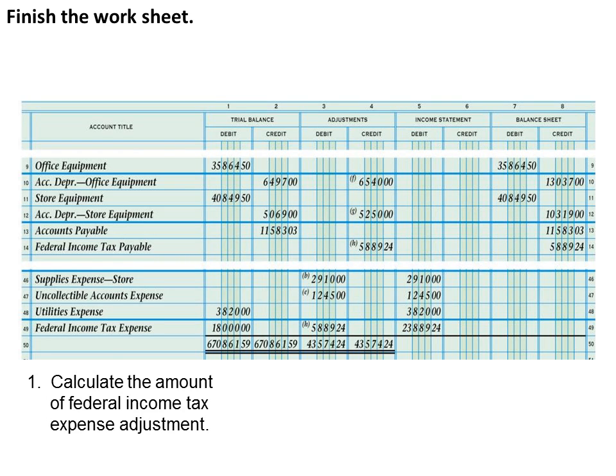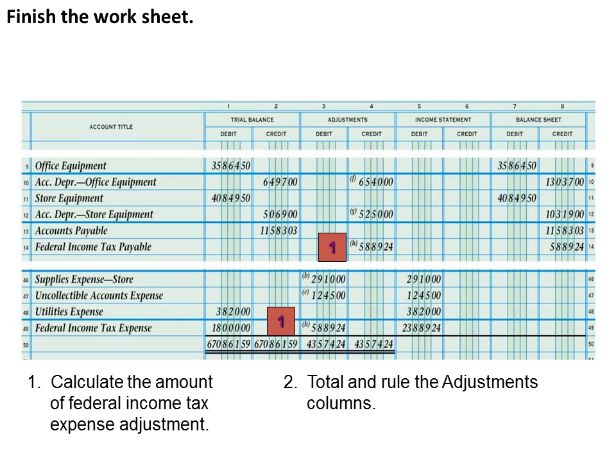And the way you finish a worksheet is, the first thing is you calculate the amount of federal income tax expense adjustment. And you can see that here. So we have our federal income tax expense. Next thing we're going to want to do is total and rule the adjustments column. Once again, if you notice, in our adjustments column, the debits have to equal the credits, always. Then after that we're going to extend our account balances. So you're going to see real quick that the federal income tax payable is going to go to our balance sheet, because at this point everything else has been extended except these 2 accounts.